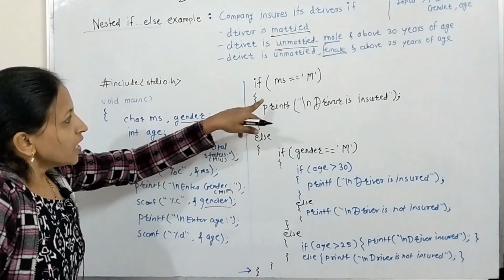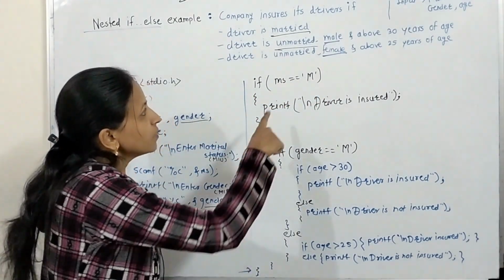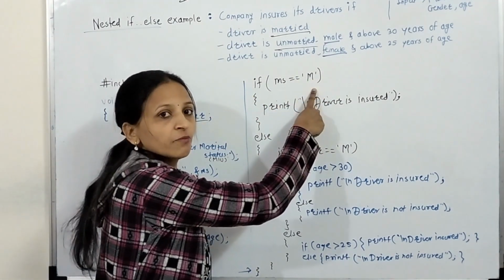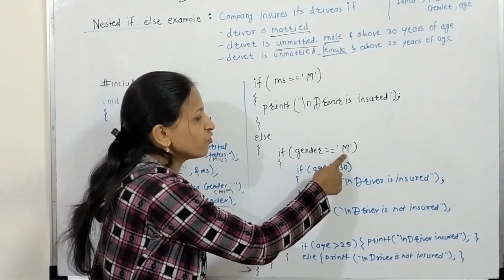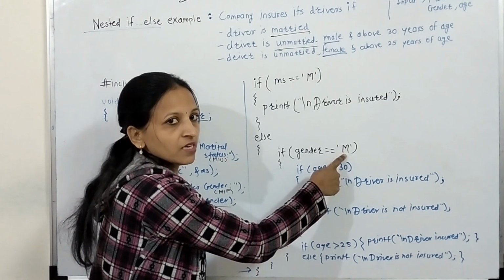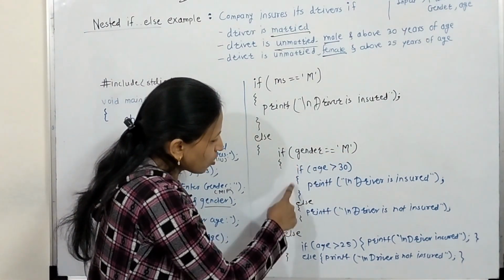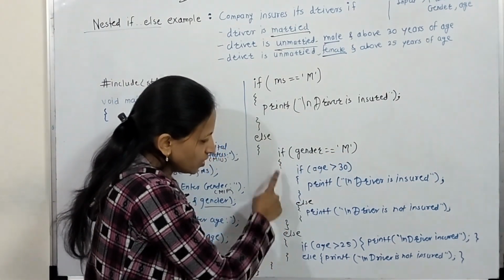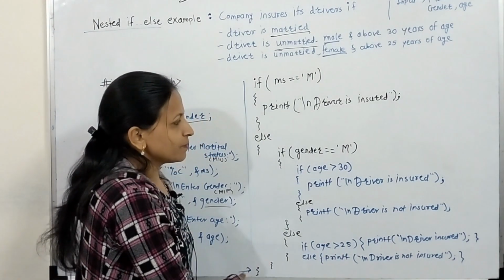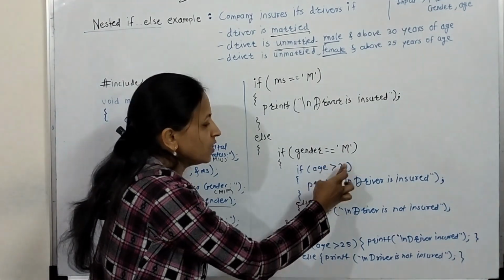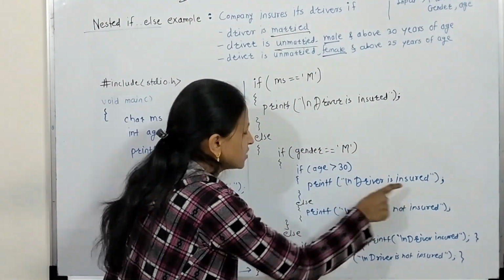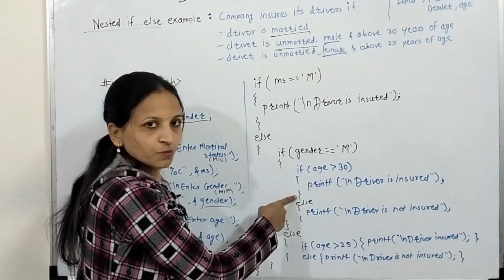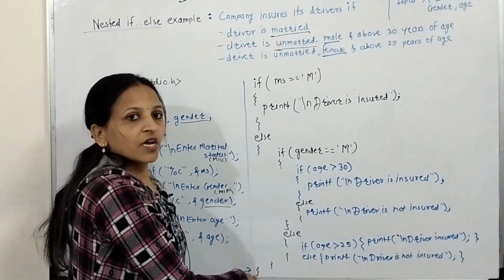In that way, if the driver is unmarried, this condition will become false. In that case, control will be inside this else block, and again we have to check for male, whether gender is male. If this is true, then this if block will get executed, and control will be directly shifted here. Suppose the driver is male, then it will check whether age is greater than 30, then it will display driver is insured, and automatically from this point control will be shifted to the end.